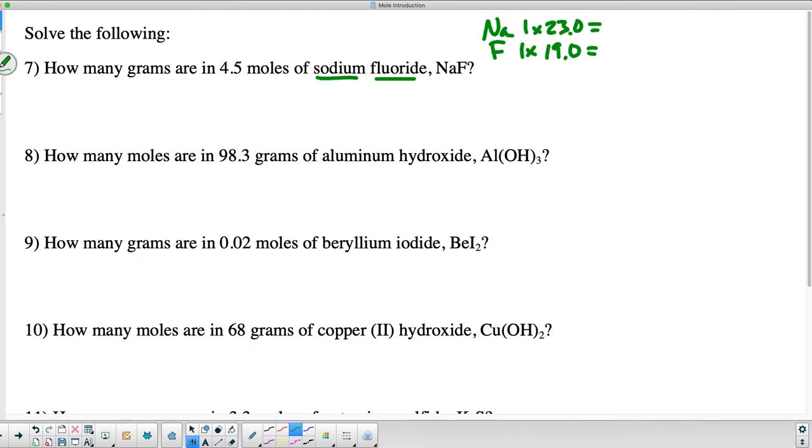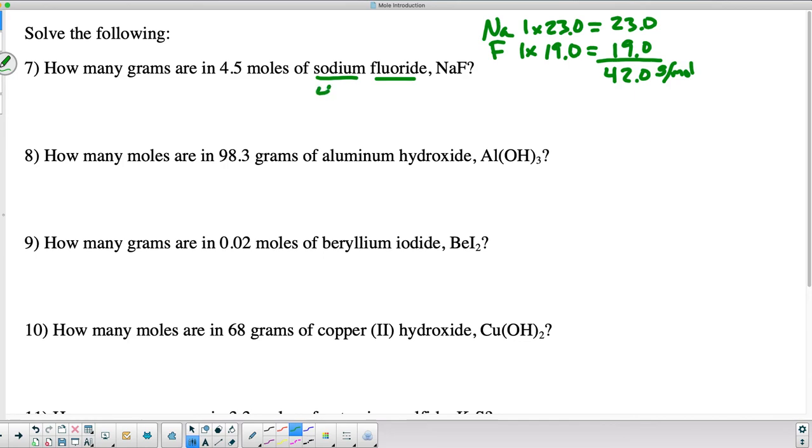Check it out on the periodic table. You can see that if you round off to the tenths place, you get the same thing I do. So that's 23 plus 19, like this, and I end up with 42 grams per mole. Like that. So let's start the problem now.